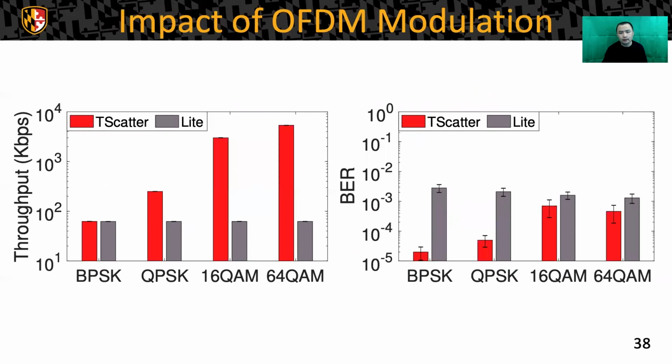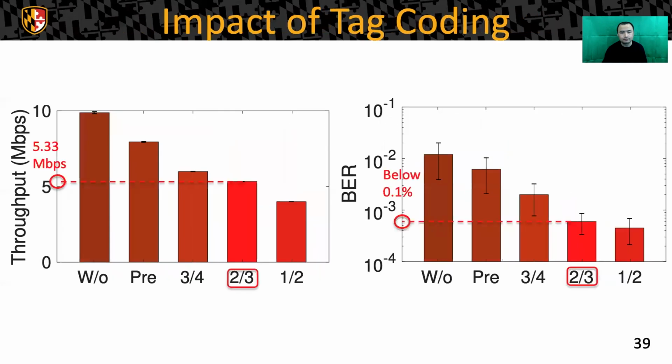Second, we compare TScatter performance with the light version under different OFDM modulation schemes. The left figure indicates that as the modulation level rises, so does the throughput of TScatter. This is because with higher modulation granularity, a higher density of tag data can be embedded.